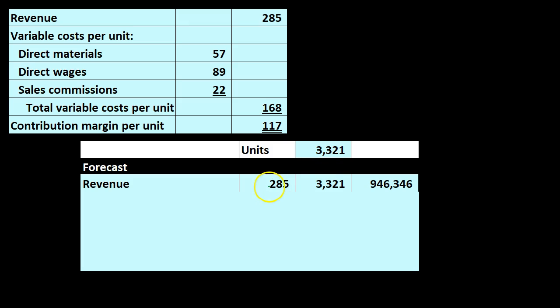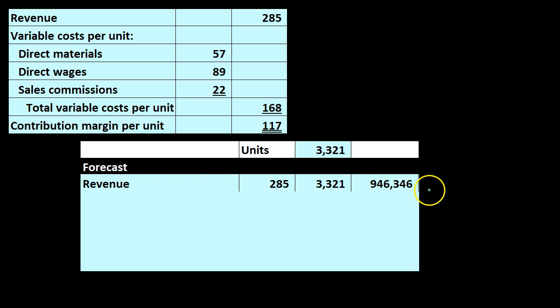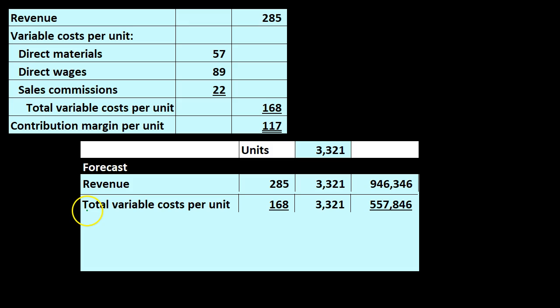Then we would have the total revenue per unit, 285 times 3,321 gives us total revenue of 946,346 (these are the two numbers). We've just tested basically this number, so there's that number in our contribution margin income statement forecast. And then we've got the total variable costs per unit, which is the 168 times the number of units, 3,321. That gives us our total variable costs.